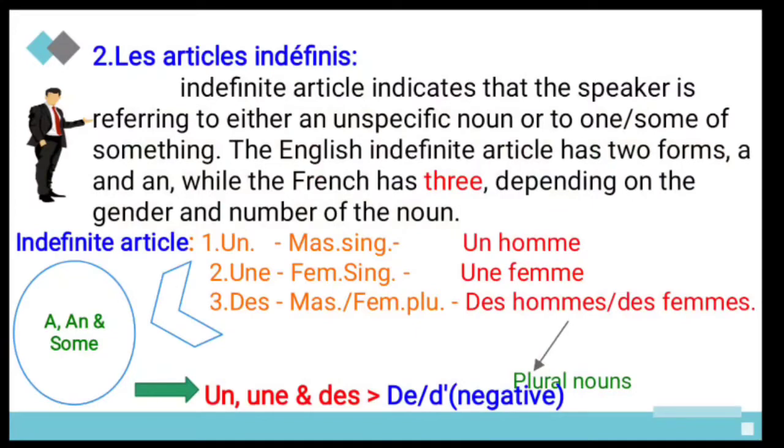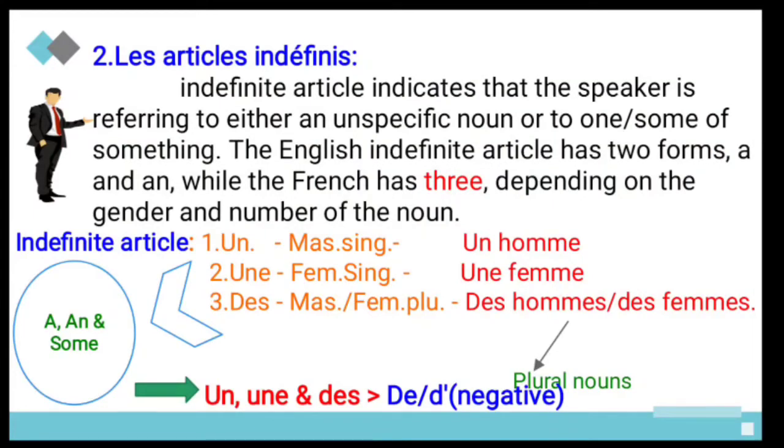What is the second article? That is the indefinite article. So what is the indefinite article? Let us see the definition. Indefinite articles indicate that the speaker is referring to an unspecific noun. What are the unspecific nouns? Nouns that do not have any unique identity, and it could be a noun that is being mentioned for the first time in the sentence, and it is a countable noun as well as an uncountable noun.